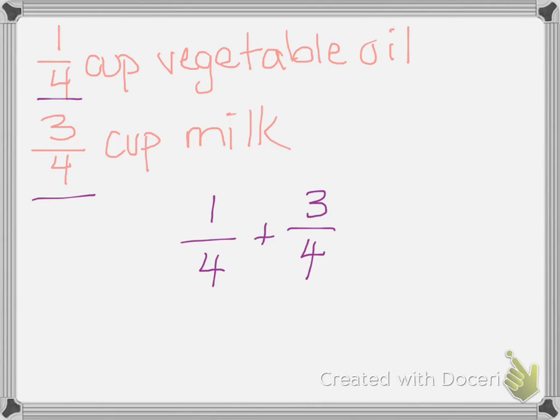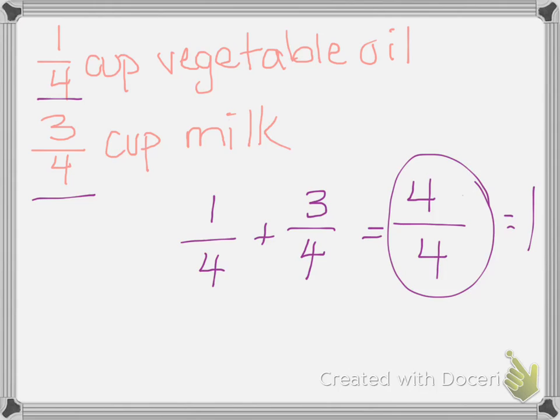And that would equal 3 plus 1 is 4. The denominator doesn't change, so that's also 4. And as we know, anytime we have the numerator and the denominator the same, it equals 1 whole. So therefore your answer would be 1 cup of liquid.